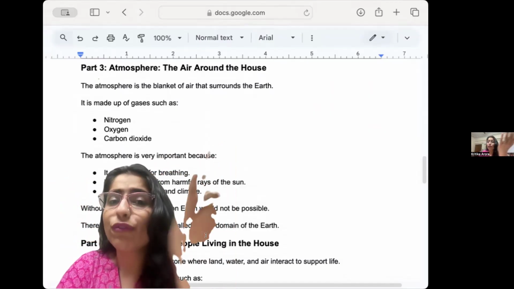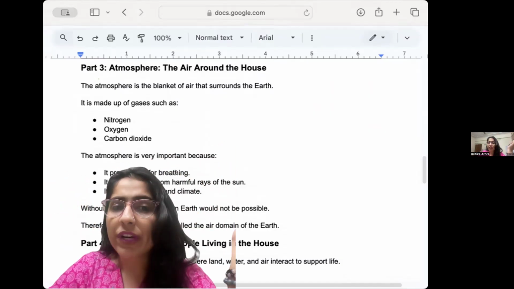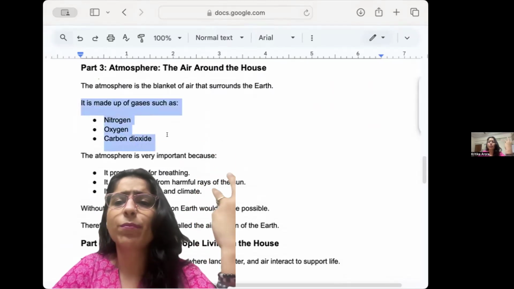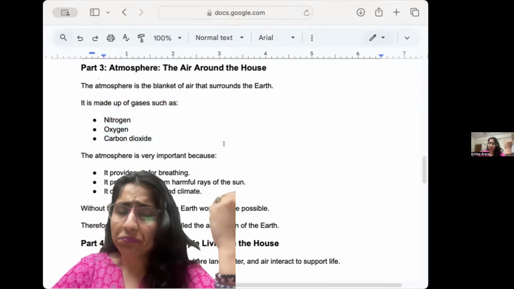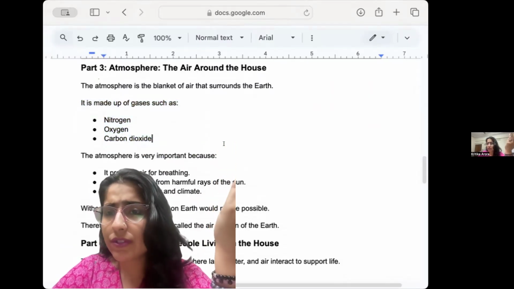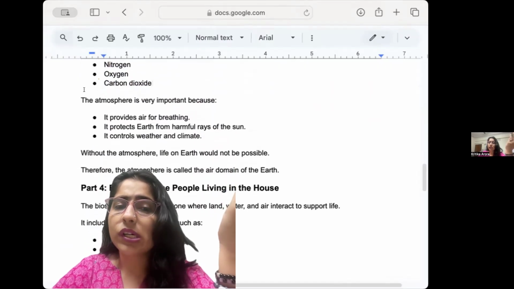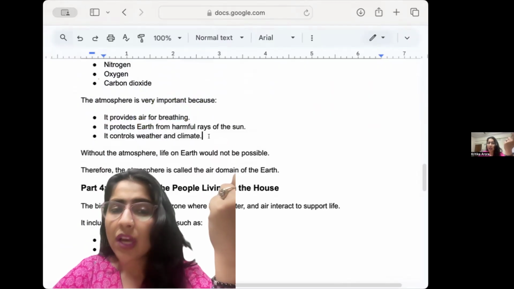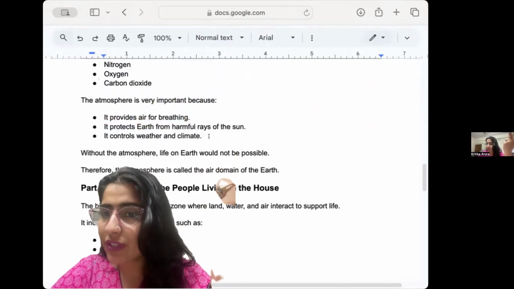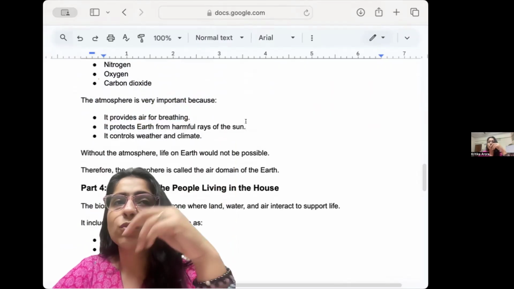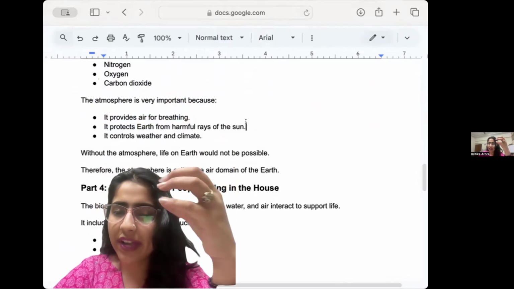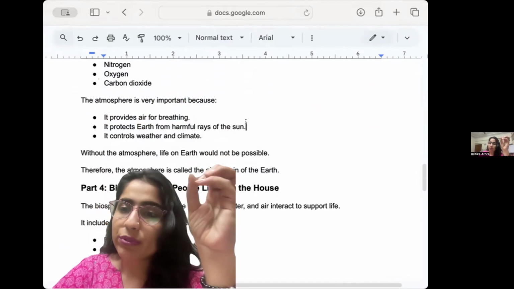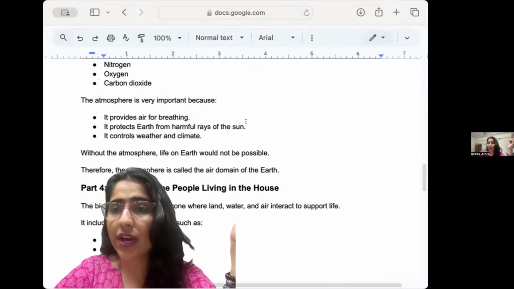Atmosphere is like a blanket of air that is surrounding the earth. So it is made up of different gases, such as nitrogen, oxygen, and carbon dioxide. Okay, and the main component is obviously oxygen here. So the atmosphere is very very important because it provides air for breathing. It protects earth from harmful rays of the sun. So tell me which layer. I know I'll be talking about it in our next lecture, which I'm going to put up on the various components of the atmosphere as well.